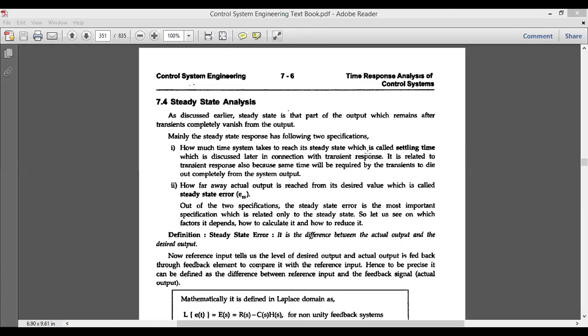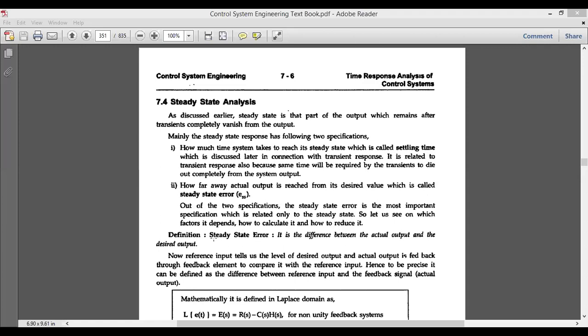It is represented by ess. We define the steady state error by how far the actual output is from its desired value. I've given a few examples of the actual output and the desired output. Therefore, we define the steady state error as the difference between the actual output and the desired output.